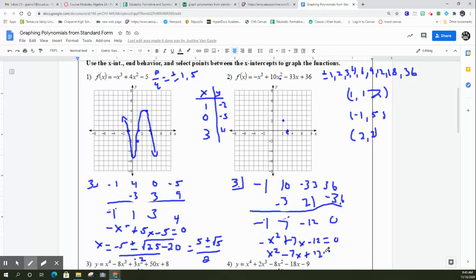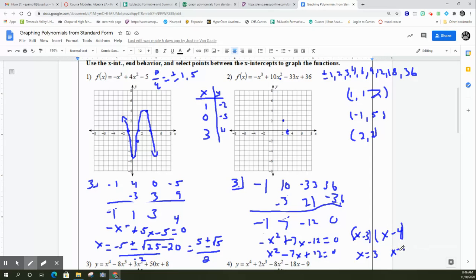So what I did was I just divided both sides by negative. And so what multiplies up to 12 and adds up to negative 7, so that's going to be x minus 3, x minus 4. And then my other two zeros are positive 3 and 4.